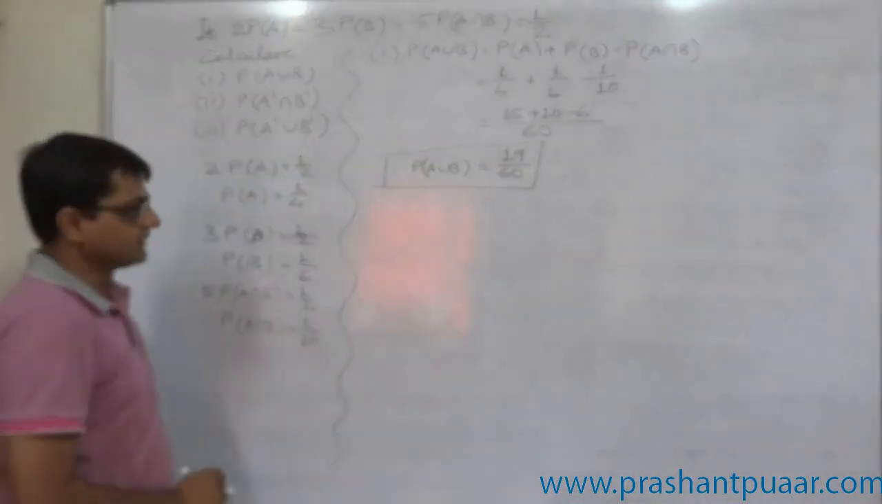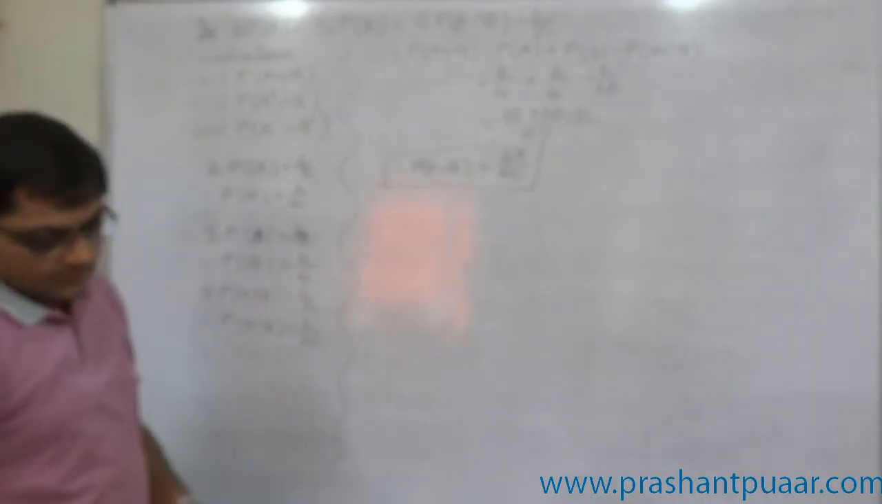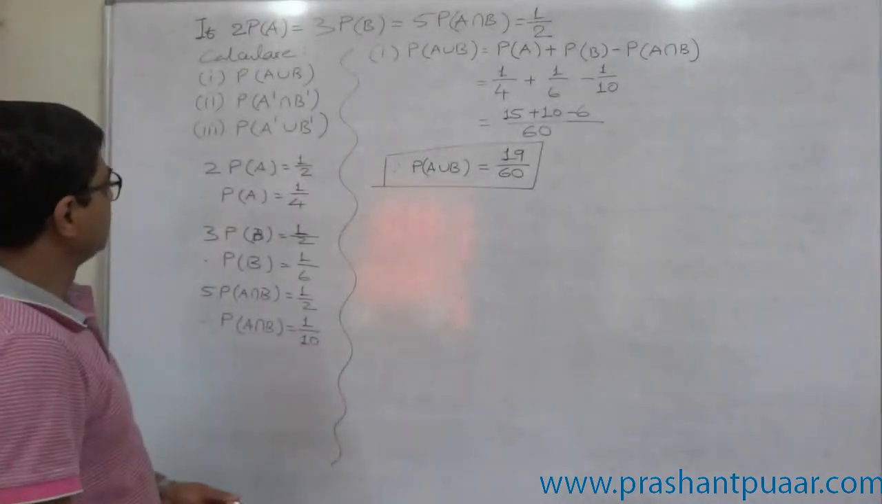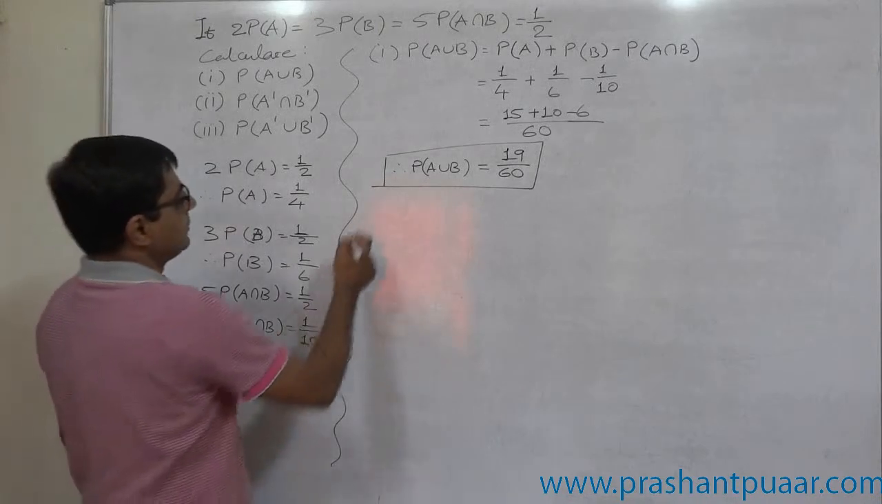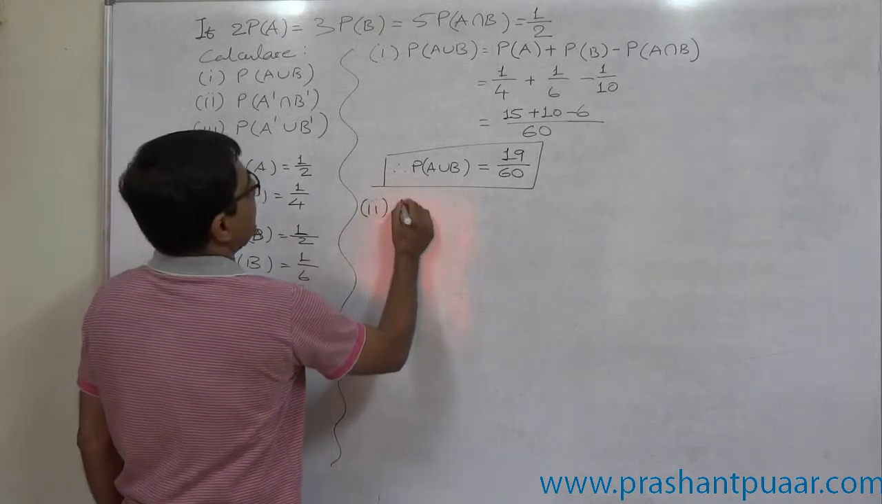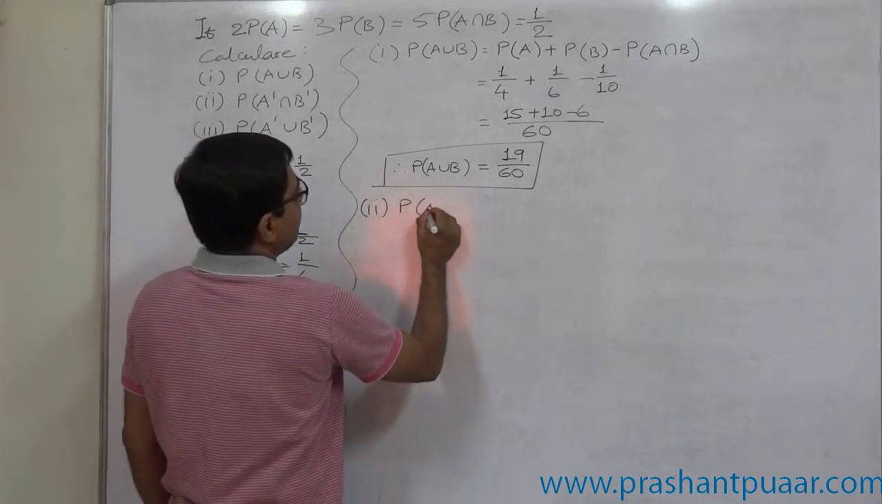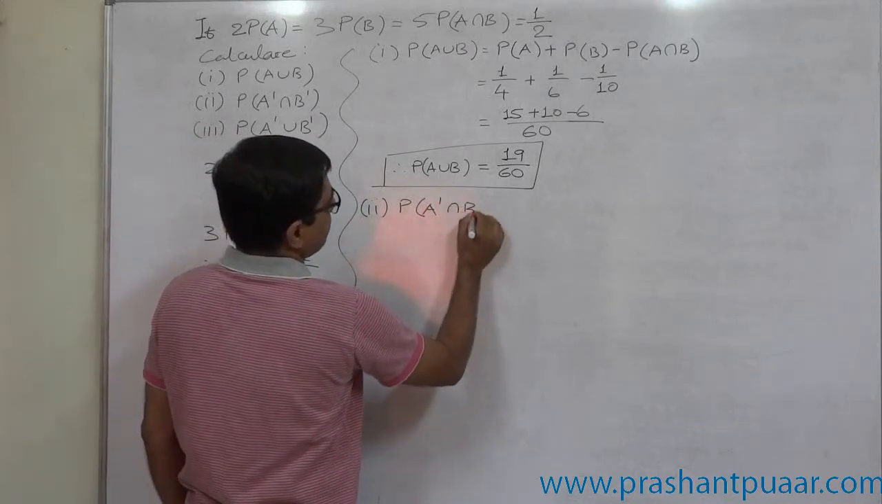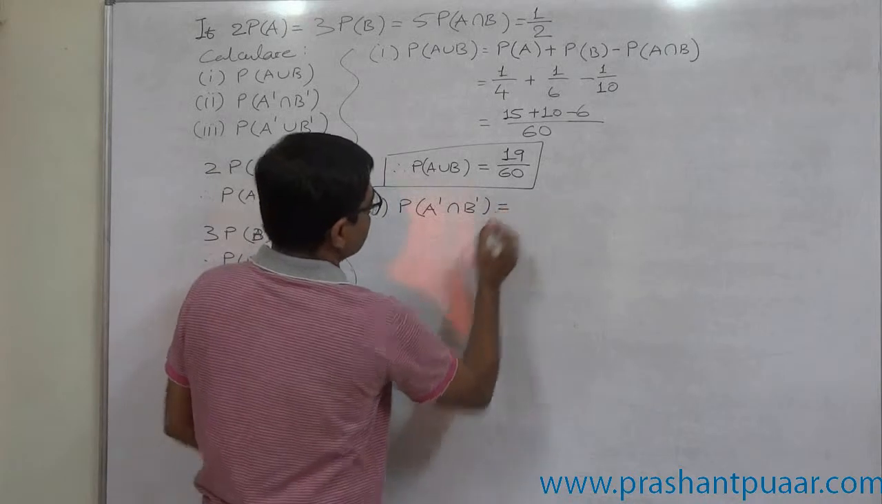19 divided by 60. Now, number 2. P(A') ∩ P(B').